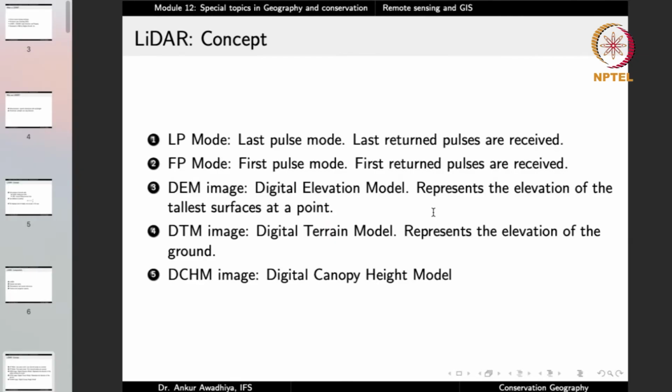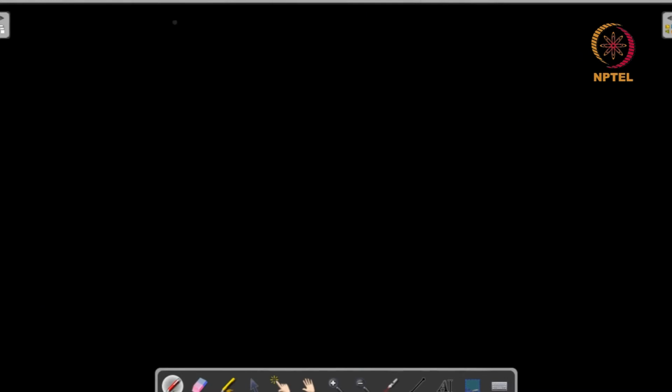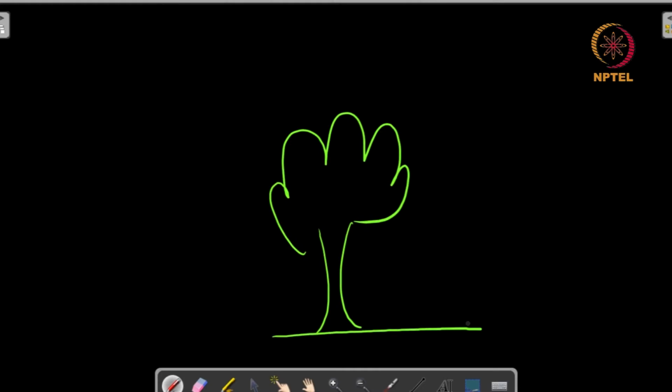Now the beams that come back can be received in multiple modes. We can have the LP mode, which is the last pulse mode, in which case the last returned pulses are received. We can have the FP mode or the first pulse mode, where the first returned pulses are received. Now suppose we have a situation where there is a tree on this piece of ground and we are sending the laser beams.